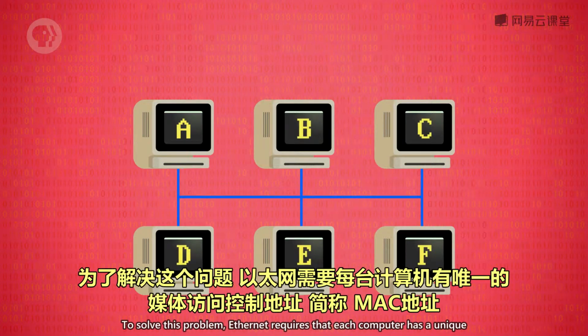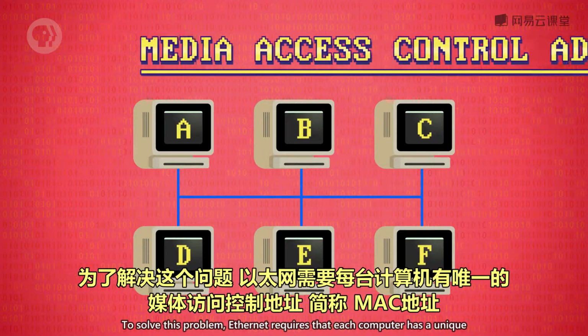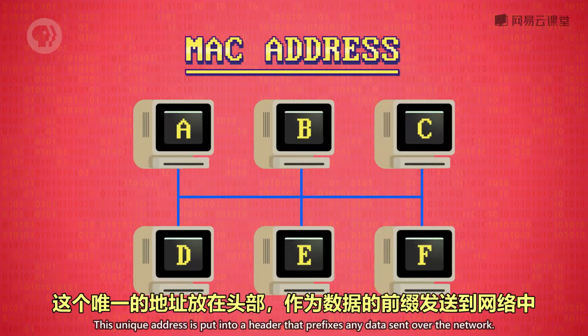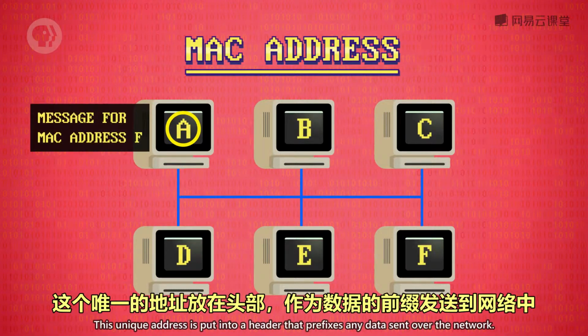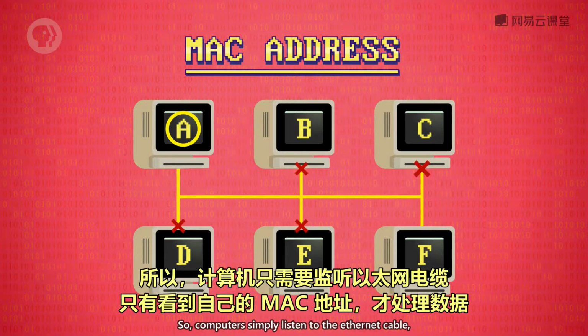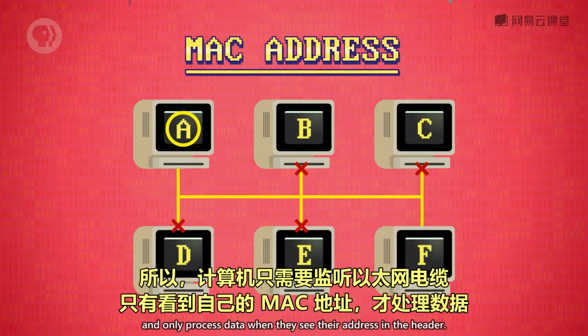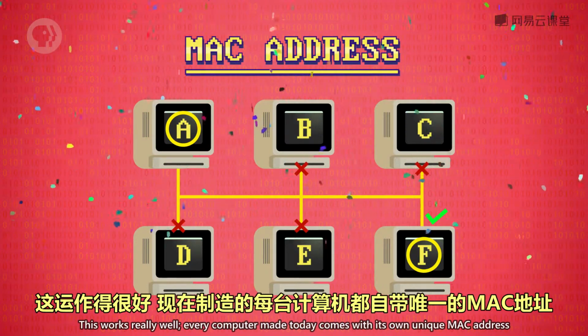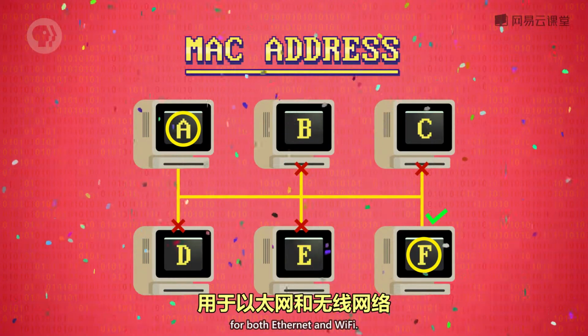To solve this problem, Ethernet requires that each computer has a unique media access control address, or MAC address. The unique address is put into a header that prefixes any data sent over the network. So computers simply listen to the Ethernet cable and only process data when they see their address in the header. This works really well. Every computer made today comes with its own unique MAC address for both Ethernet and Wi-Fi.